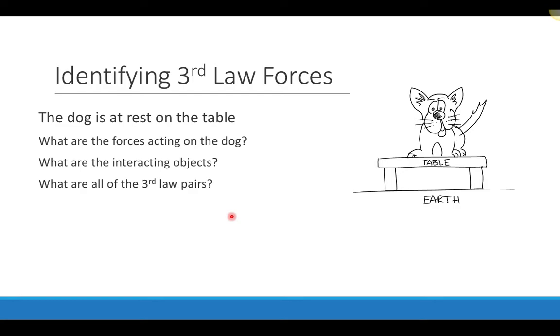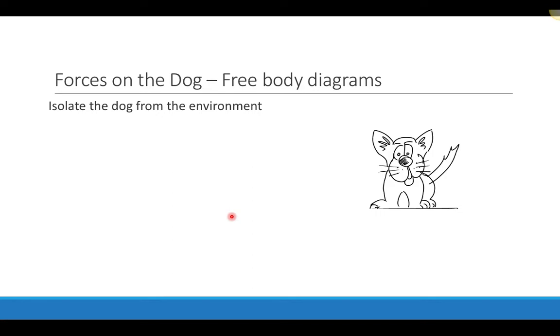All right, so let's see if we can identify some third law pairs. I have a dog. The dog is at rest on the table, and I want to know what are the forces that are acting on the dog, what are the interacting objects, and what are all the third law pairs. So if the dog is sitting on the table, I need to look at the forces that are acting on the dog. So I isolate the dog from the environment, which basically means I isolate the dog from everything else, the table, the earth, everything else.